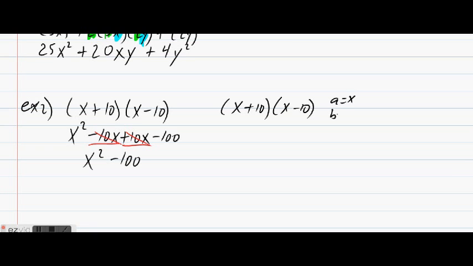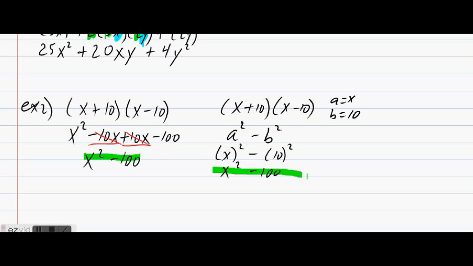But a is x, b is 10. So what was the pattern? A squared minus b squared. Well, x squared minus 10 squared. So x squared minus 100. And again, you notice exactly the same thing. It's quicker if you recognize it. Okay, it is a whole lot faster.